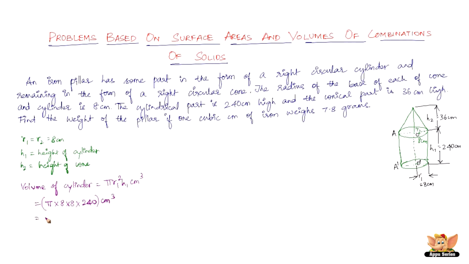So now what we've got is pi times 64, since 8 times 8 is 64, times 240, centimeter cube. So this is the volume of the cylinder. The reason we keep it like this is that it's going to be easier for us to calculate further. It's not going to be difficult to add up big numbers, and you don't have to waste your time multiplying such big numbers. So that's a time saving technique here. And the next step is what? Now that we found the volume of the cylinder, let's find the volume of the cone now.